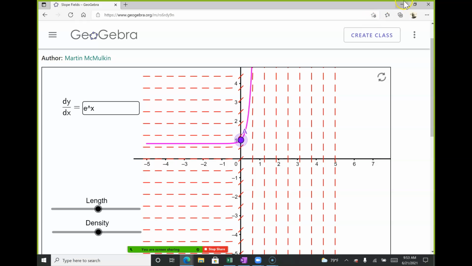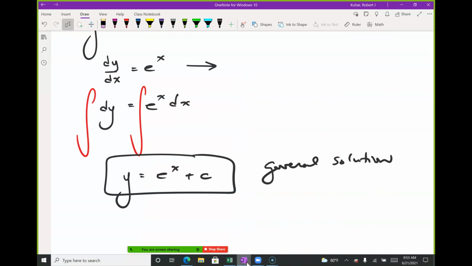So I'm going to be stupid and leave GeoGebra open just so I don't have to open it again, but it's going to wreak havoc on my page here, but that's okay. Let's do another problem a little bit more difficult, okay?